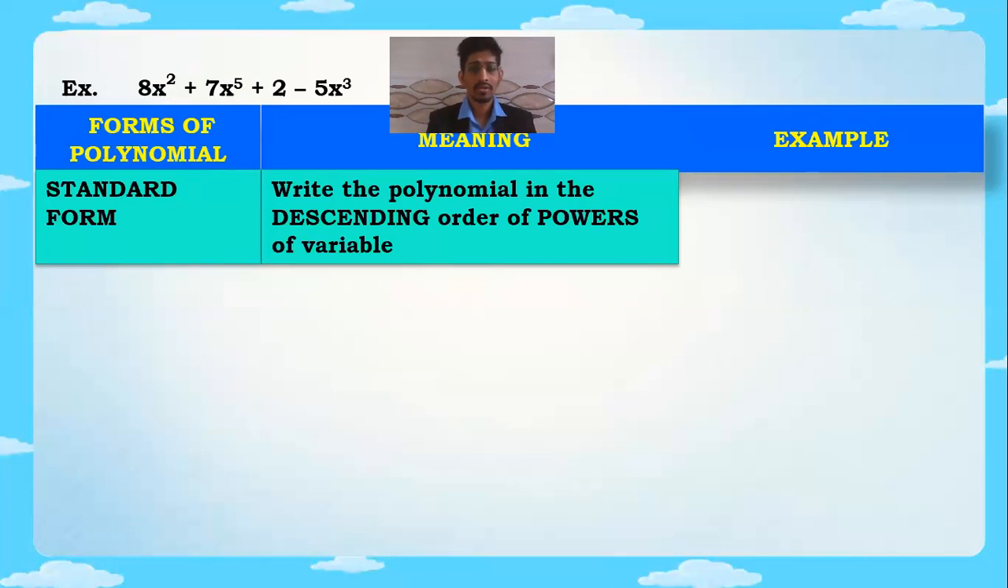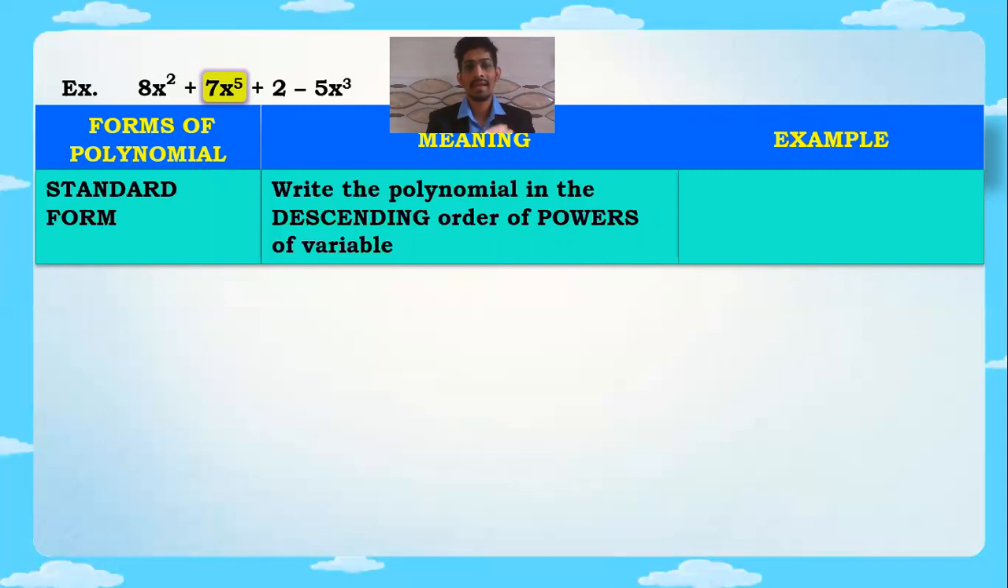In this example, students, tell me which term is having the highest power. 4 terms are there, out of which which term is having the highest power? Yes, very good. The second term, that is 7x raised to 5. Raised to 5 is the highest power. So this term we are going to write at the start. That is 7x raised to 5 along with the sign, that is plus. So we are going to write 7x raised to 5.